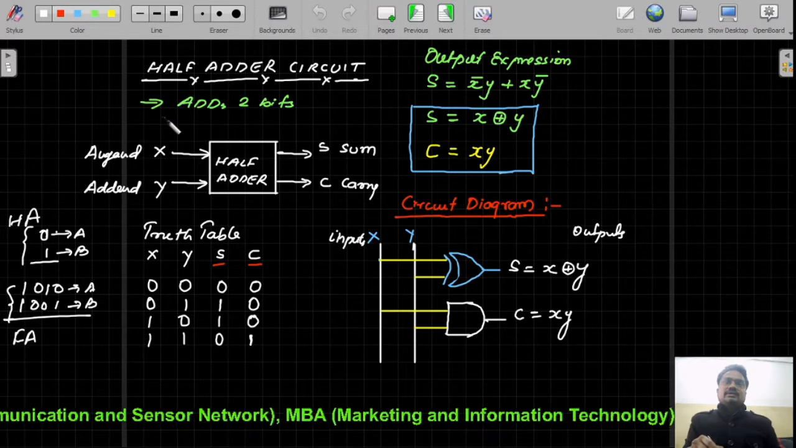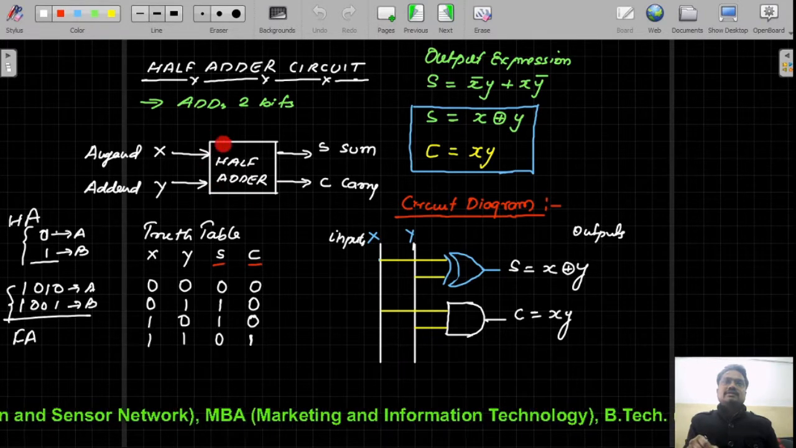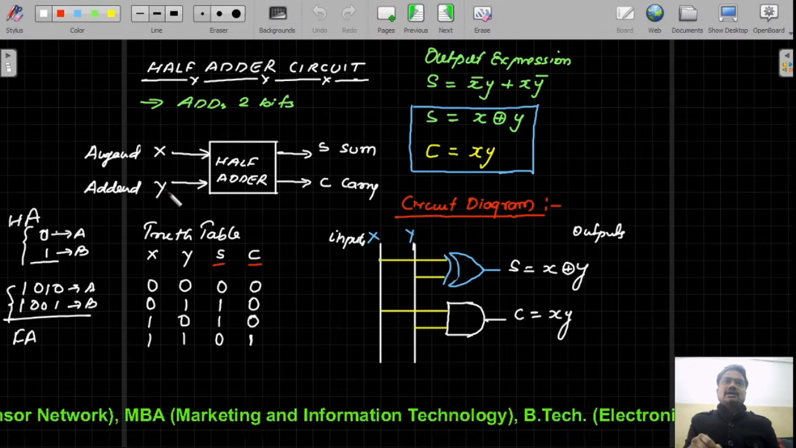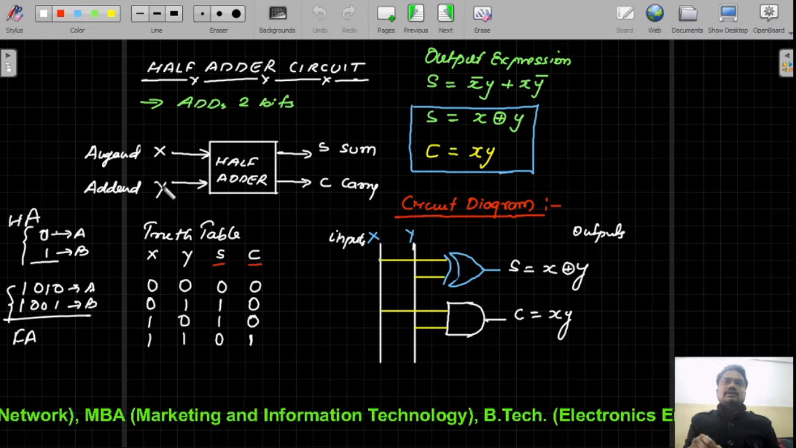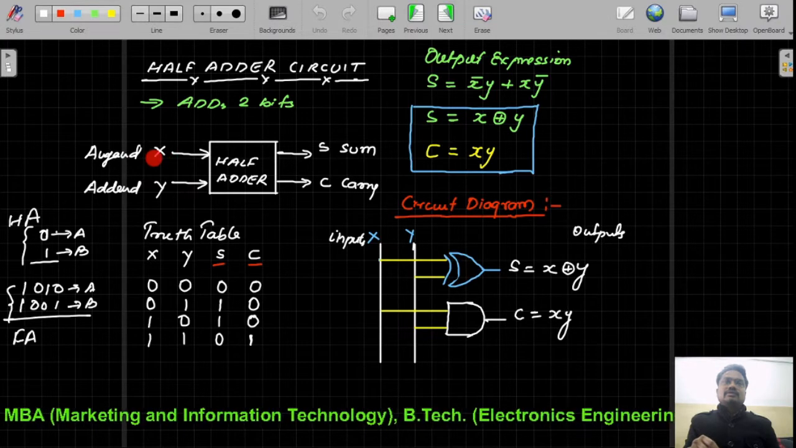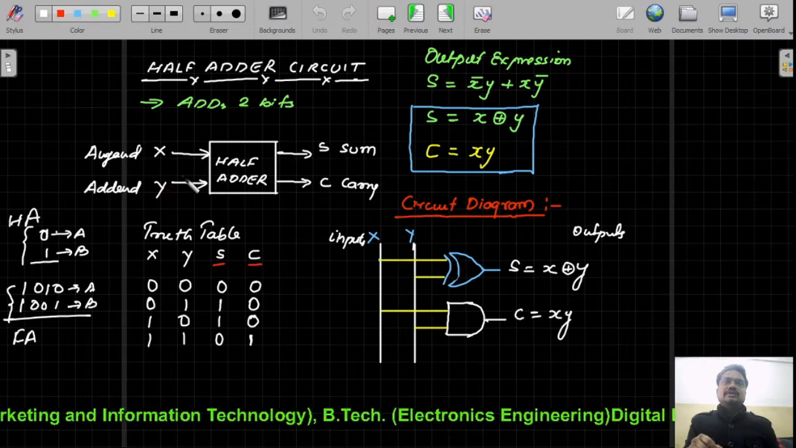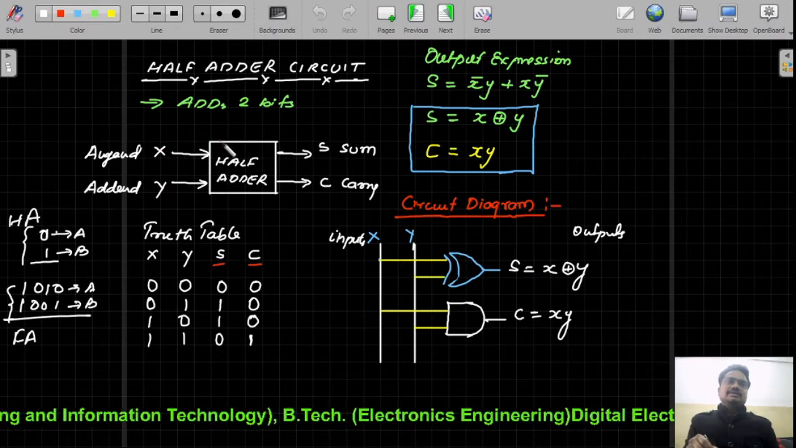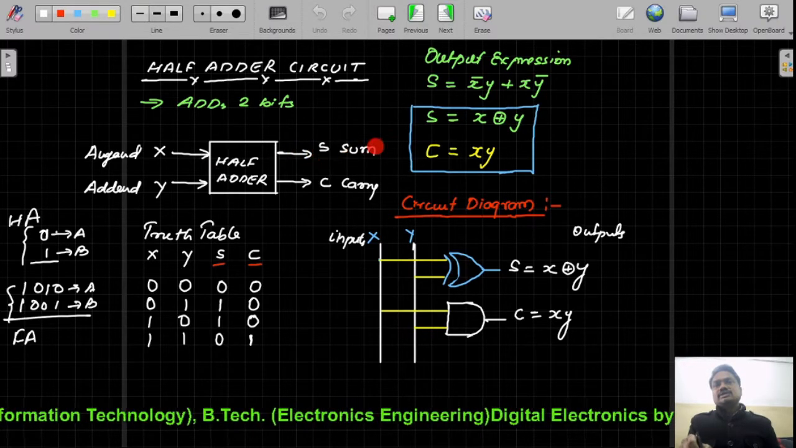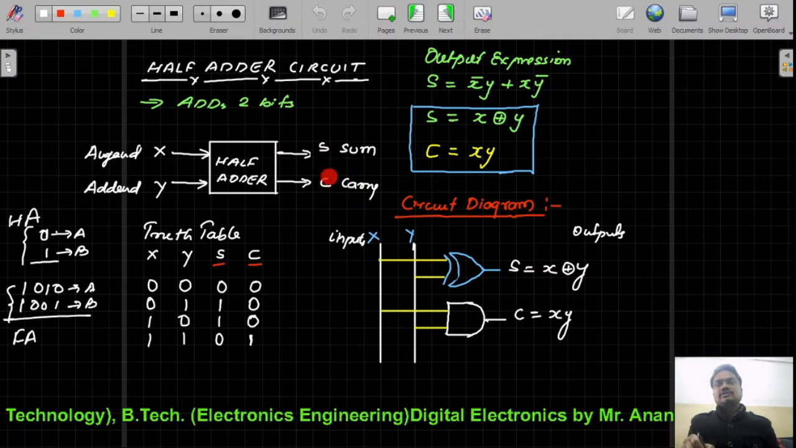And in this half adder circuit, we represent here the block diagram of a half adder circuit, in which there are 2 inputs x and y, known as one the augend and another the addend. And of course x and y will be either 0 or 1 in the binary domain. Based on this half adder summation, we have 2 outputs, in which one output is sum and another output is carry.